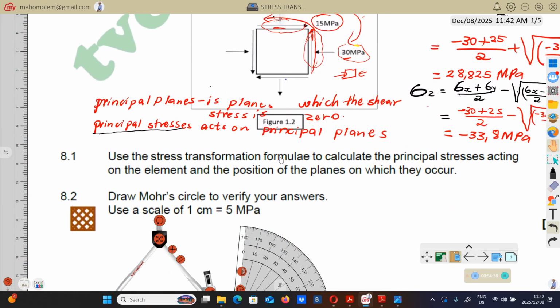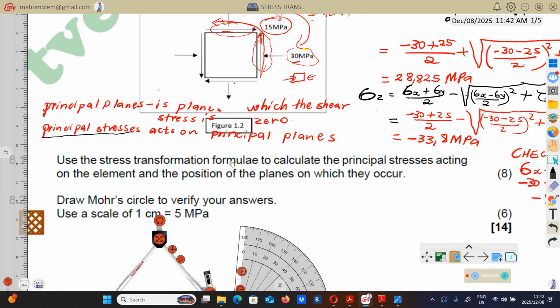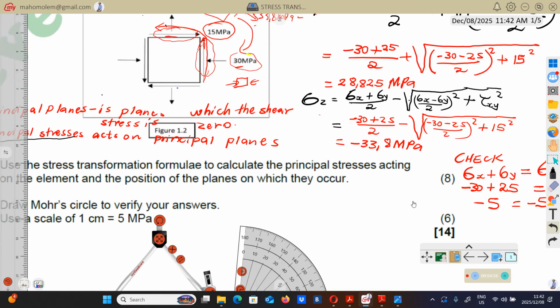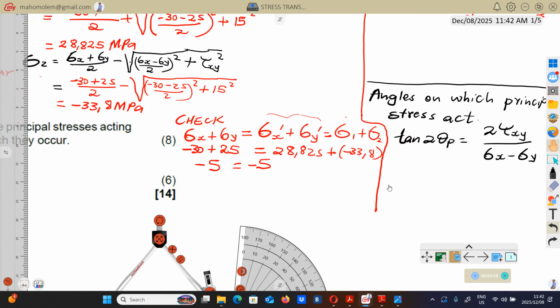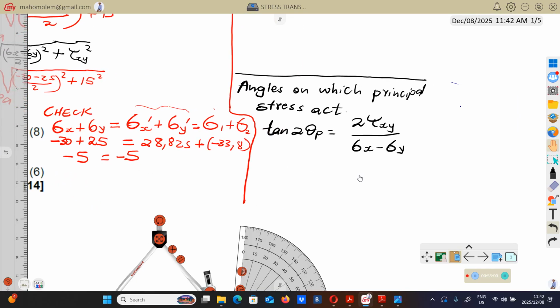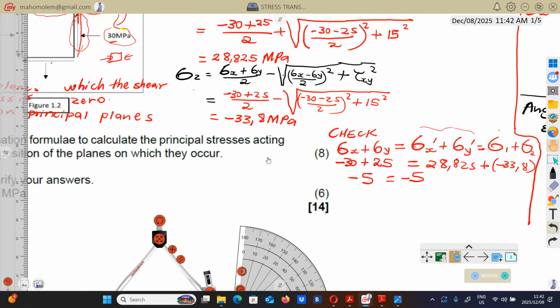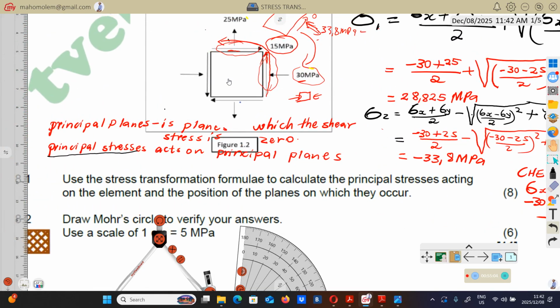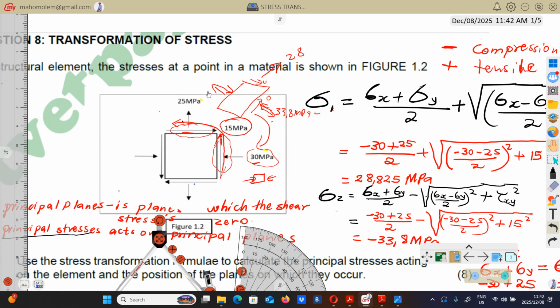Right, they didn't ask us to calculate the principal stress only. They've also requested us to calculate the position of the planes on which they occur. In other words, we're looking for the angle on which the principal stresses act. So it's just this angle here.